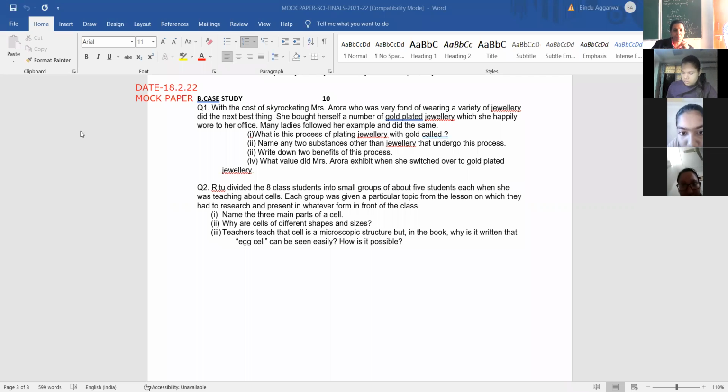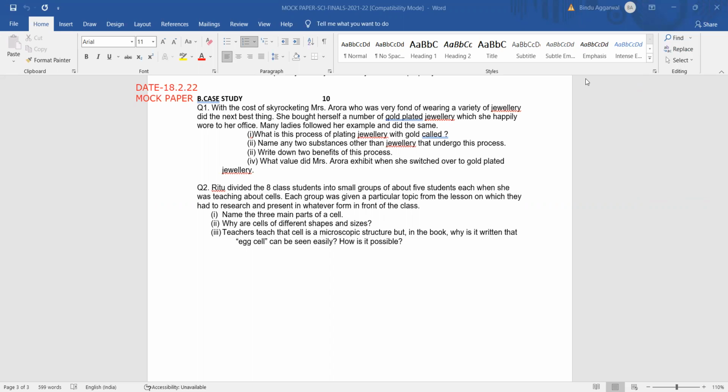Okay, Anshika, read the next paragraph. Question number 2. Ritu divided the 8th class students into small groups of about 5 students each when she was teaching about cells. Each group was given a particular topic from the lesson on which they had to research and present in whatever form in front of the class. Okay, name the 3 parts of a cell.